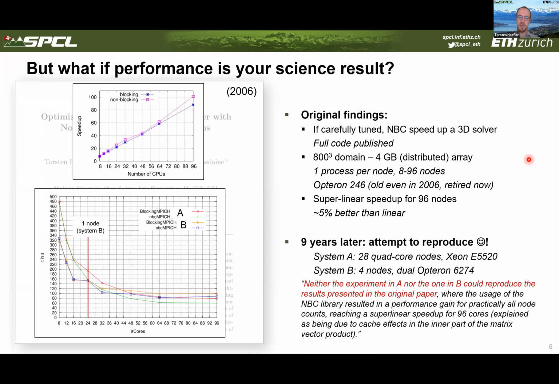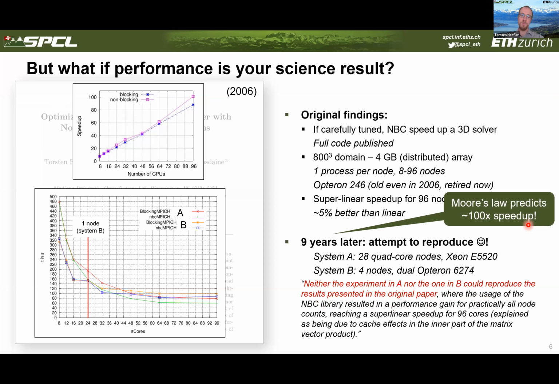Later, successful papers are sometimes attempted to be reproduced, and this is great. Some other team, about a decade later, attempted to reproduce that work because our code was fully published. They could just download the code from the web page and rerun it on a different machine. They came to the conclusion that neither the experiment in A nor the one in B could reproduce the results presented in the original paper. Now the question is, what happened? Why could they not reproduce my results from 2006? I was thinking about this quite a while, looking through their results.